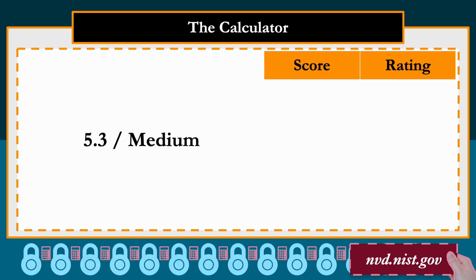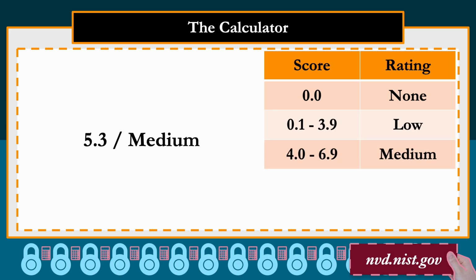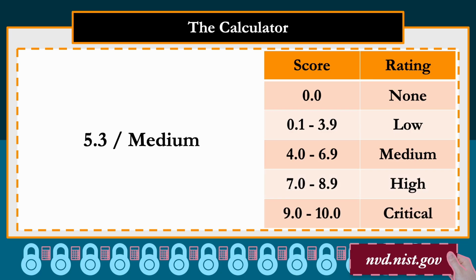Here's a table showing ranges of CVSS scores and their associated severity ratings. A 0 means it has a severity of none. Anything greater than 0 but less than 4 is low. Between a 4 and a 6.9 is medium. Between a 7 and an 8.9 is high. And any vulnerability between a 9 and 10 has a severity rating of critical.